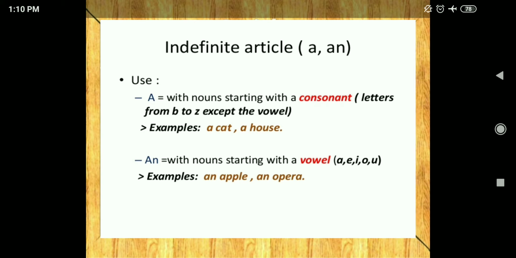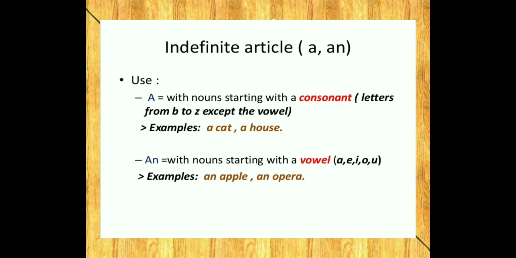The next is the indefinite article. So there are two indefinite articles, a and an. And when we talk about indefinite articles, we need to keep in mind the sounds presented by the nouns. So, a is used with nouns starting with a consonant sound, and not letter. For example, a cat. Here cat begins with a k sound, which is a consonant sound. A house. Here house begins with h, which is again a consonant sound.